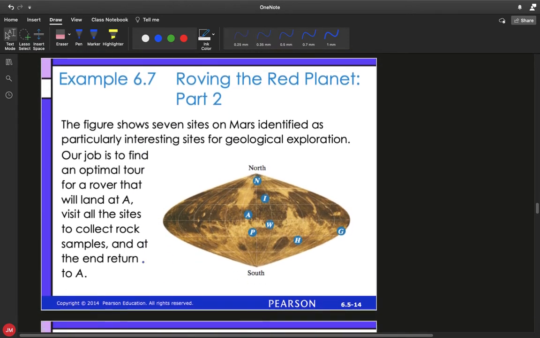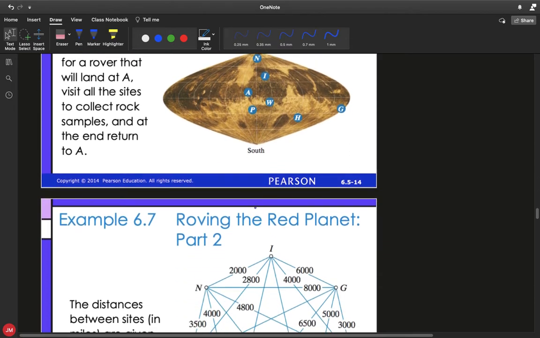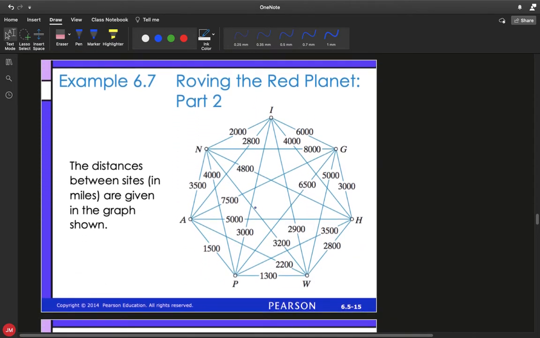So to take a look at another example, roving the red planet. I think we introduced this in either 6.1 or 6.2. Let's say our job was to find an optimal tour for a rover that was going to land at A, then visit all of the sites along this red planet on Mars, and then end back at A. Here is a graph which shows those distances. I'm going to go ahead and illustrate the cheapest link using this. The rest of the slides talk you through it, but I want to at least work through one example with you guys so you can see how this works.